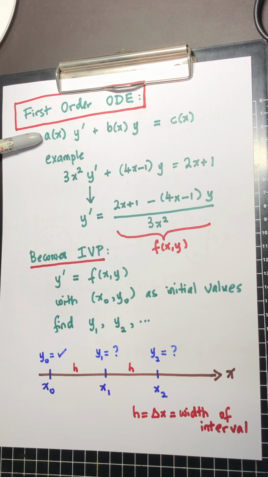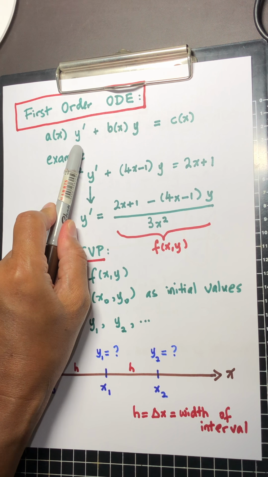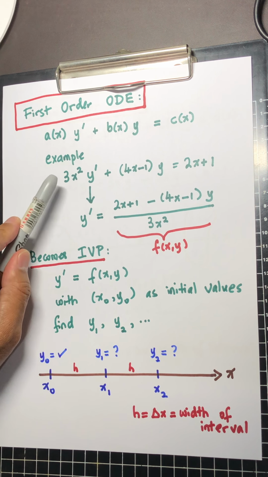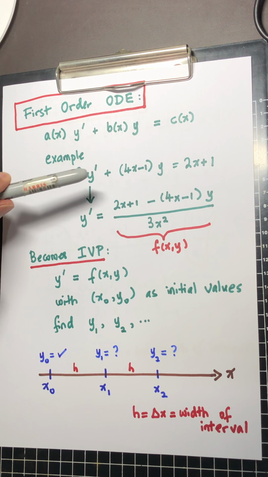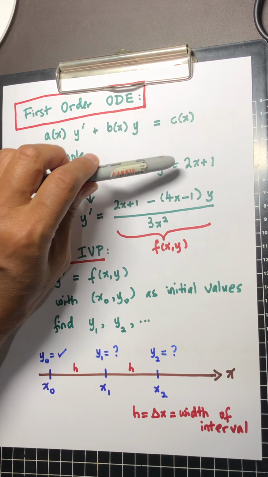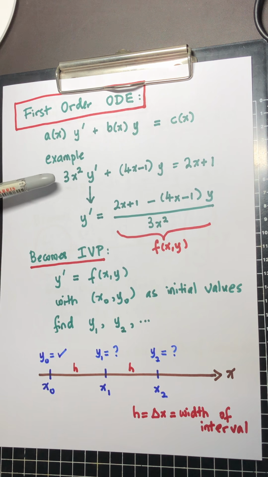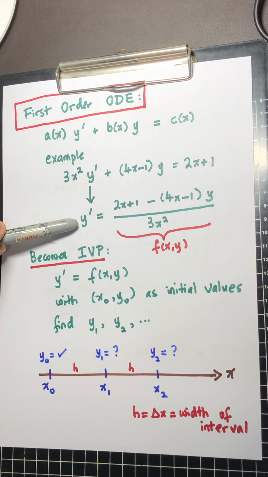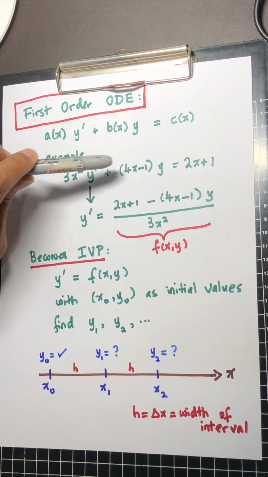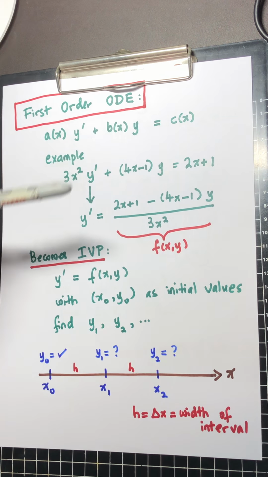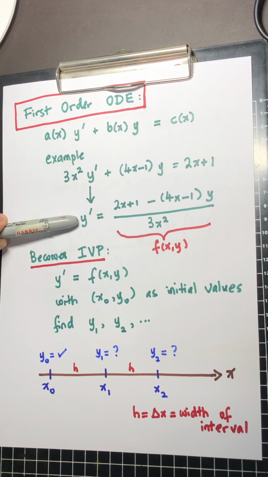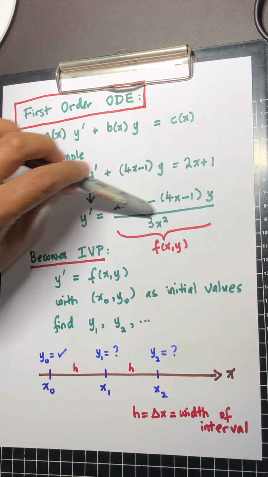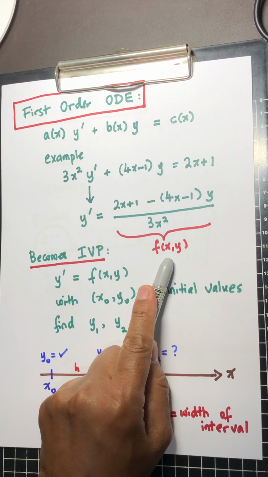So it has this form. So what we are interested here is to make y prime as a subject. For example, we have this problem: 3x squared y prime plus (4x minus 1) y equal to x plus 1. So we make y prime as a subject. This is what we get. Putting 3x squared and (4x minus 1) y to the right hand side. So we have y prime as a subject here. So everything on the right hand side, which is this one here, is a function called f(x,y).